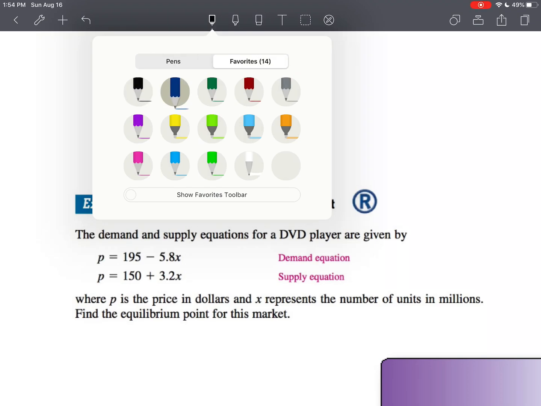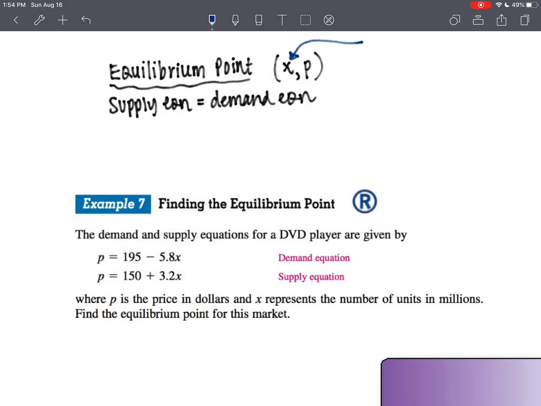The x coordinate is going to equal the equilibrium quantity. So how much do we need to produce for people to purchase? So for enough people to be happy. And the lowercase p, the p coordinate, is the equilibrium price. And what price is it that's going to keep people buying and not shy away from purchasing something?